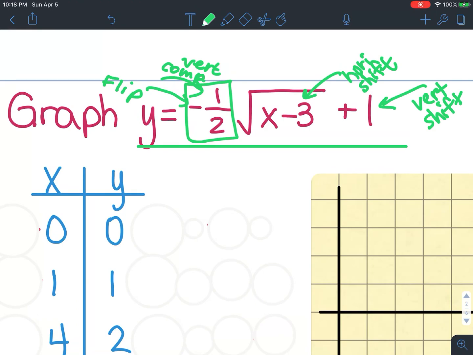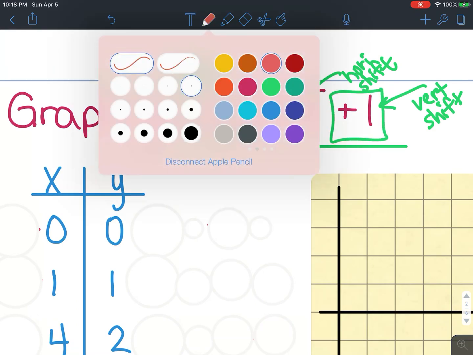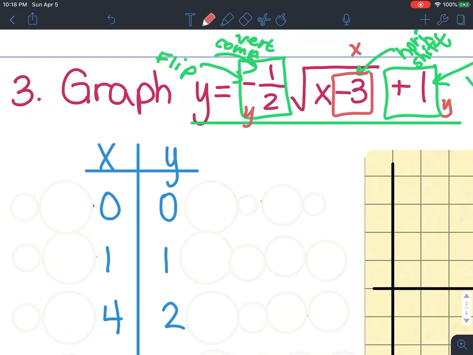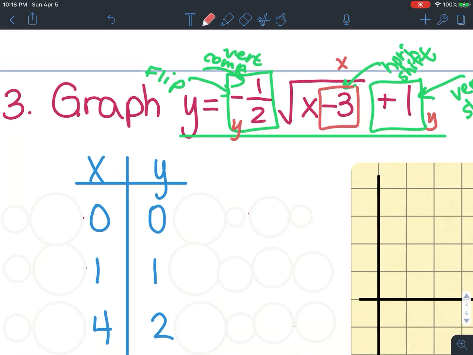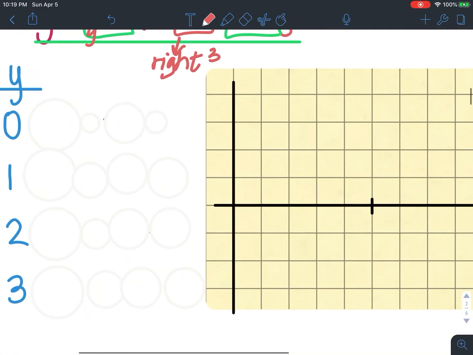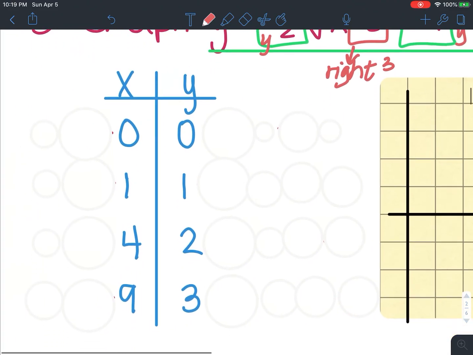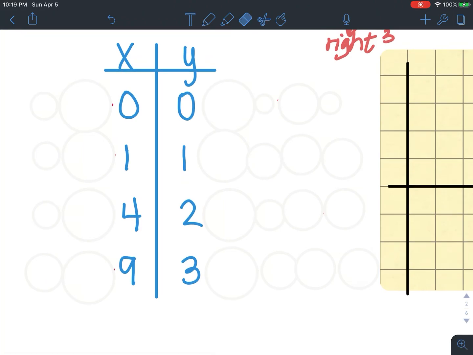This number is a vertical change, and this number is a vertical change. This number is a horizontal change. So this guy will only affect X, but both of these guys will affect Y. Let's start with the X first. So this is X minus 3, but of course we really know that that means right 3. So if you had an X value of 0, let's say, then that would move to the right 3. So even though it says minus 3, you'd really be adding 3. And so that's what we're going to do to all of our X values. So we're going to take each of our X values, and we're going to add 3 to them.